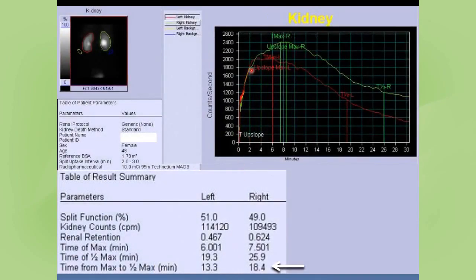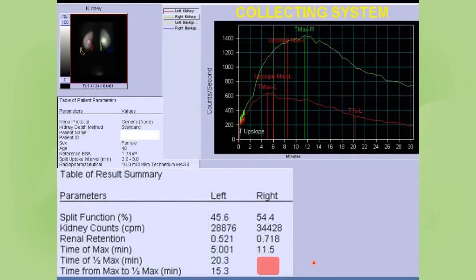We look at our time activity curve. It doesn't look like that first patient. Hers had such a rapid upstroke and then a rapid downstroke. This one's very blunted, peaks late, and it empties slowly. You can see here, time from max to half max, ideally less than 10 to 15 minutes. It's 18, so it's kind of in a gray zone.